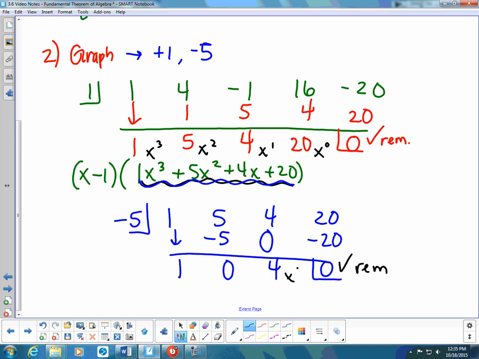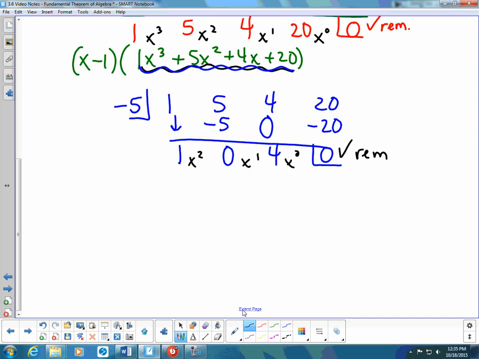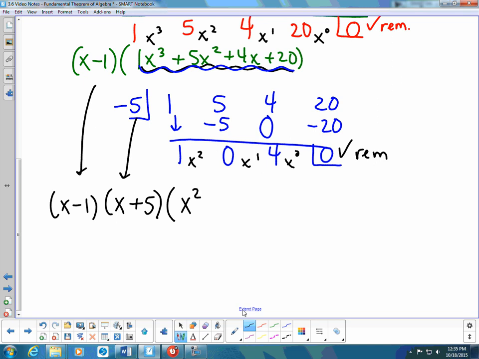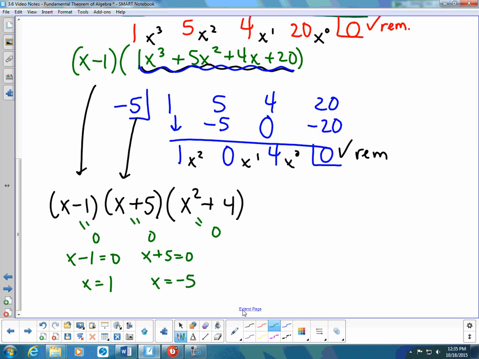Counting backwards, x to the 0, x to the 1, x to the second, we know that that is going to give us our original factor of x minus 1, our new factor of x plus 5, and what we just found from division of 1x squared plus 0x plus 4. Those are my factors. If I want to see how I could solve this to actually find my roots, well, I would set each factor equal to 0. We know that this first one from setting it equal to 0 will be x equals +1, which we saw in our graph. X plus 5 equal to 0 gives us x equals -5, which we saw in our graph.